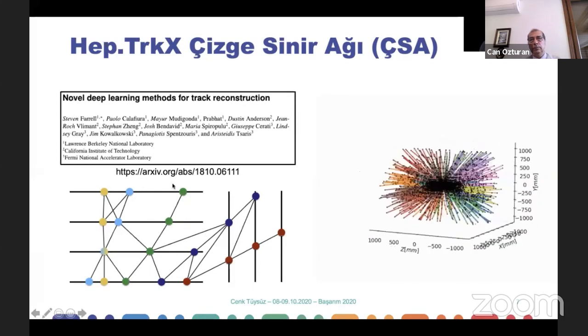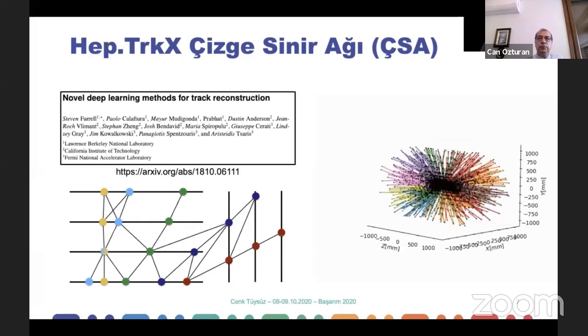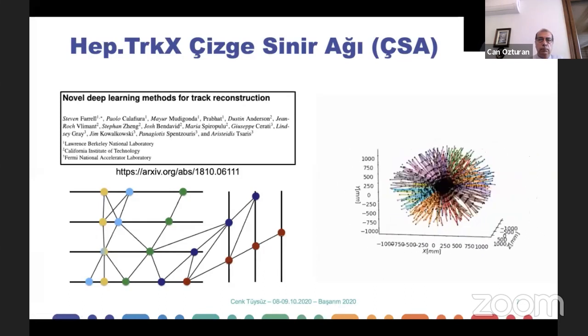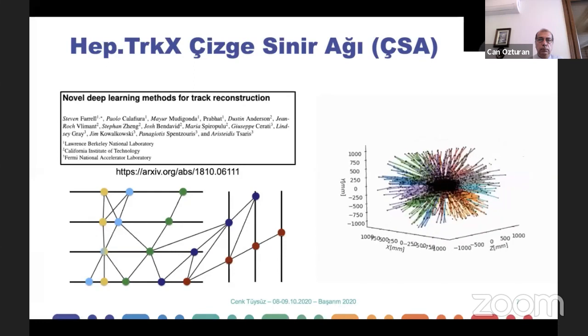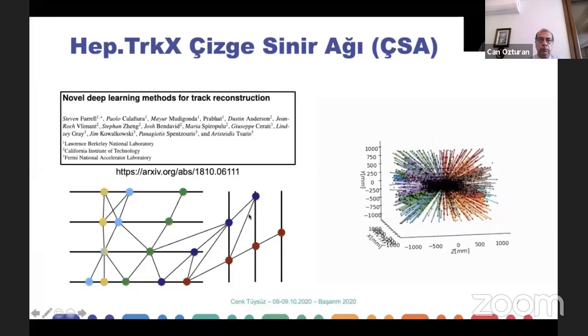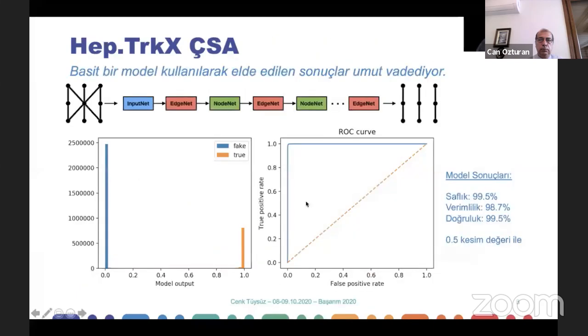Sadece ortadaki kısma odaklandığımızda elde ettiğimiz veri de sağda şu an dönerek gördüğümüz yapıyı oluşturuyor aslında bize. Hepsi iç içe geçmiş dedektörler, çarpışma sonucunda bize bu şekilde bir görüntü sunuyor. HepTrackX projesinin sonuçlarından bahsedecek olursak çok güzel sonuçlar göstermişler. 0.5 kesim değeriyle 99.5 gibi çok güzel doğruluk değerlerine ulaşmışlar.